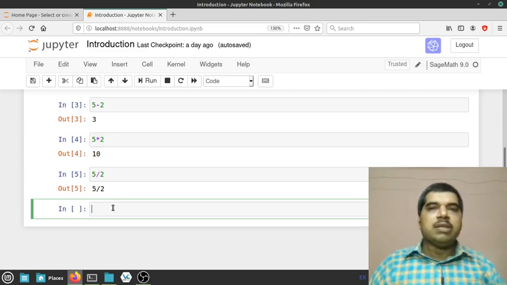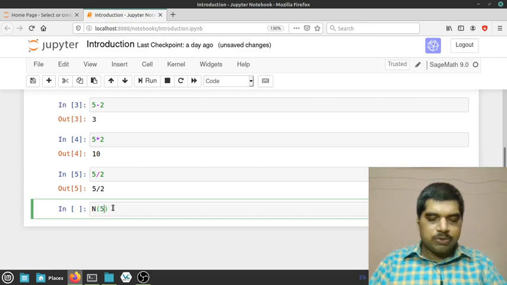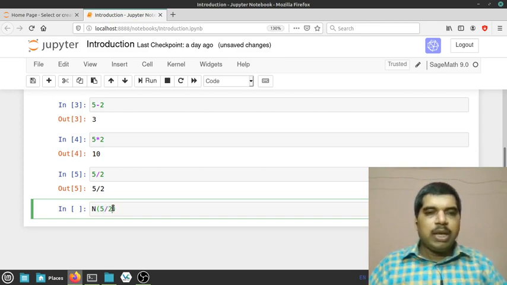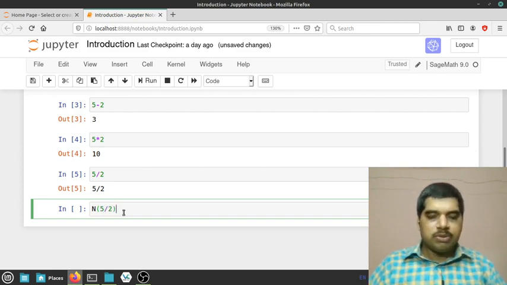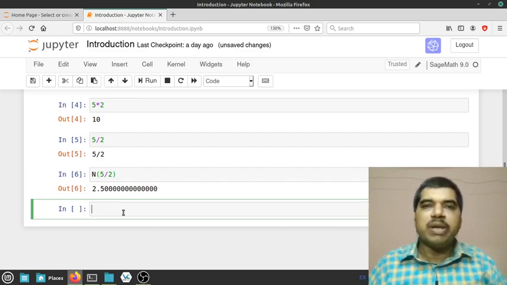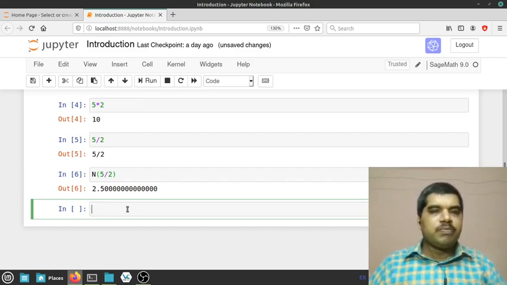For converting this rational to decimal form, we are going to ask SageMath to provide the numerical approximation using the n command. So n of 5 by 2, with one bracket open and one bracket closed. Shift enter, and that gives 2.500, etc. This n stands for numerical approximation, and we can use the long command also. Capital N is a short form.